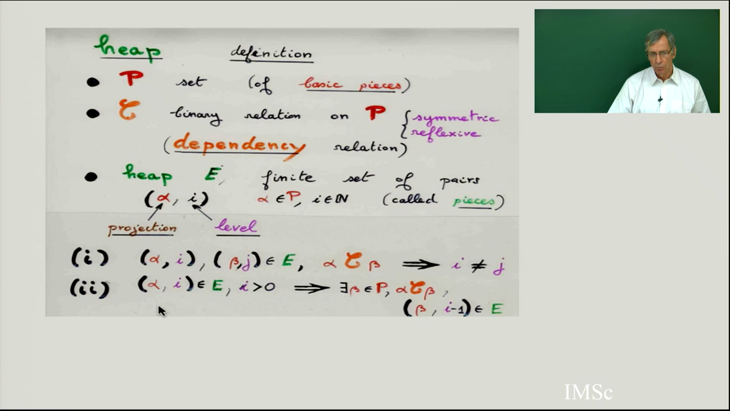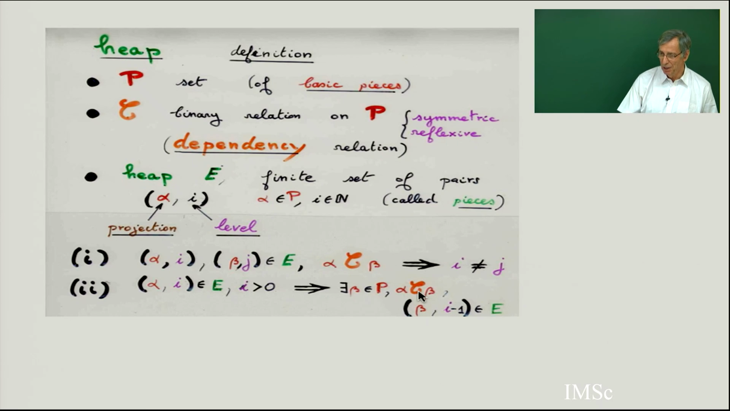Second condition: if you have a certain piece at a non-zero level, level 0 I will call the floor, if your piece is at level i, then there exists another element of the heap, another piece beta at level i minus 1, so an element at the level just below level i, such that the projections of alpha and beta are related by the dependency relation.